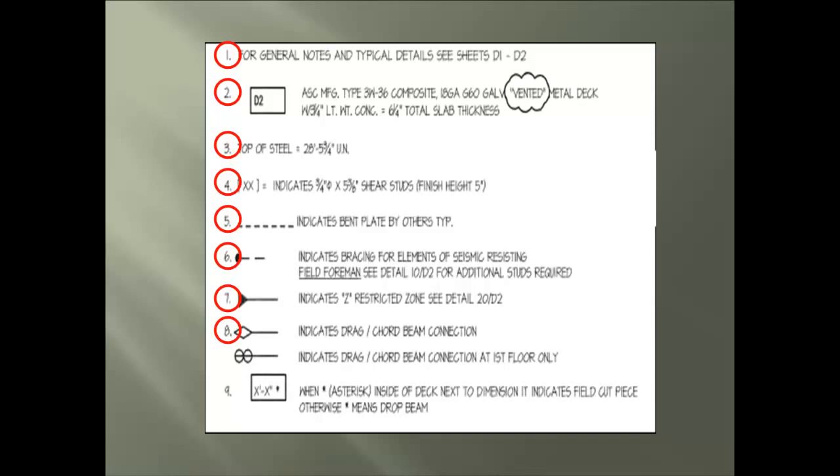Number 8 indicates a symbol for the drag cord beam connection. And number 9 indicates when an asterisk symbol is placed by the metal decking bundle dimension, it means the deck needs to be cut in place prior to installation.